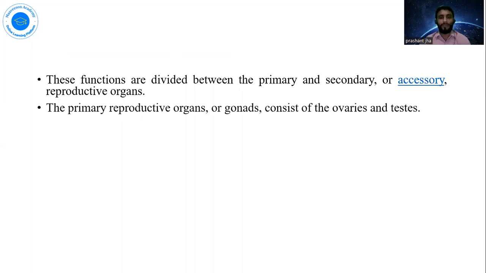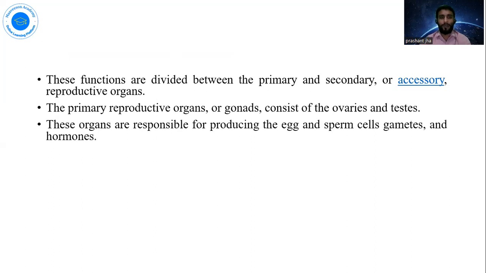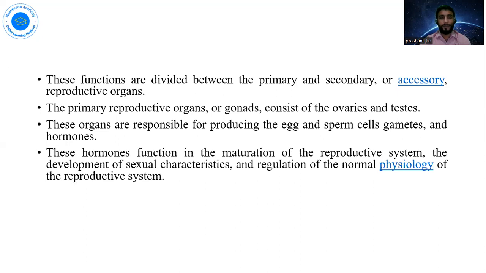The primary reproductive organs, or gonads, consist of the ovaries and testes. Ovaries are from the female while testes are from the male. These organs are responsible for producing the egg cell and sperm cell as well as hormones. These hormones function in the maturation of the reproductive system, development of sexual characteristics, and regulation of the normal physiology of the reproductive system.